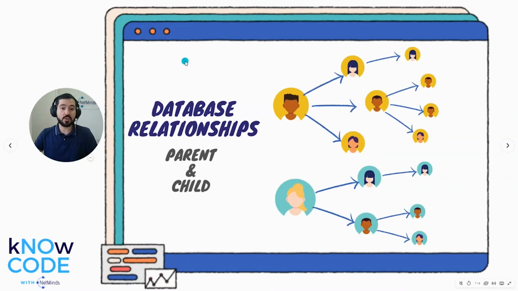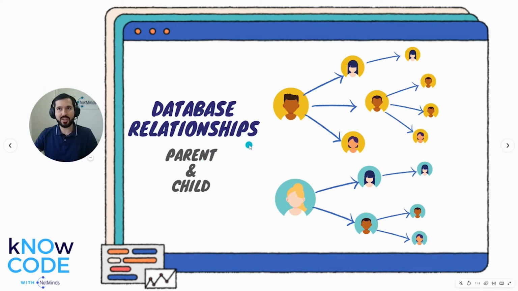So the concept we're going to use today, and not just for today, but for any mobile app and web app that you're going to create in the future, is database relationships. This is one of the most important and critical concepts to learn. And specifically, it is the parent and child relationship. You're going to see this in any database.